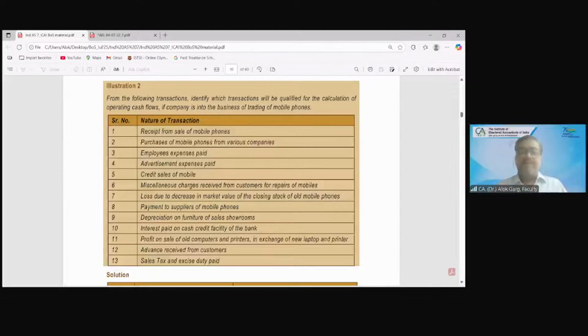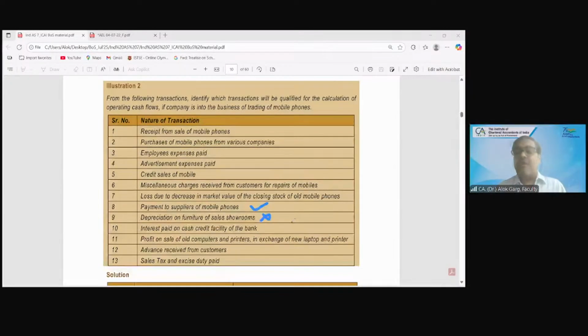Payment to supplier of mobile phones. It's an operating activity, sir. Operating item, right? Depreciation on furniture of sales showrooms. It's a non-cash item. Depreciation is a non-cash item.